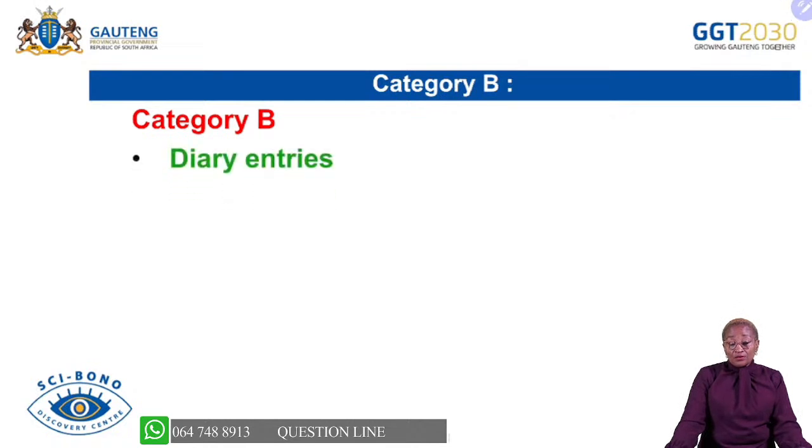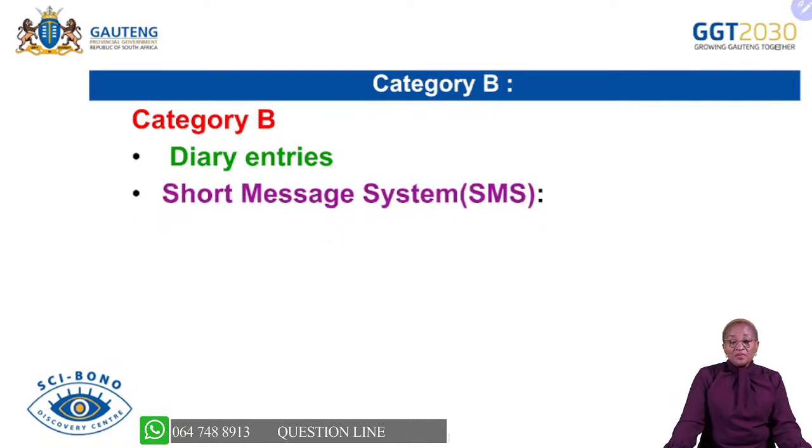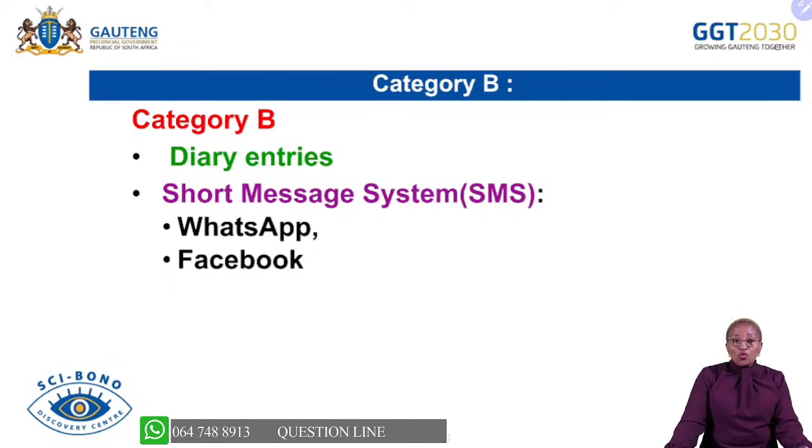We are still on category B now, which is a diary entry. What do we mean by a diary entry? Before we get to that, let's have a look at the short message system, which includes WhatsApp or Facebook.